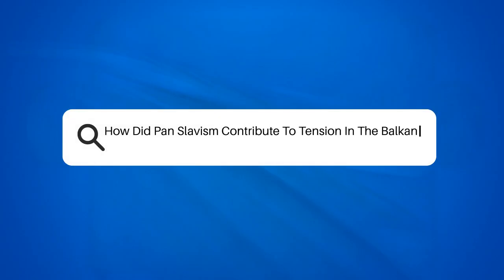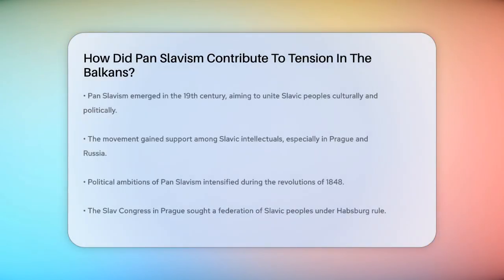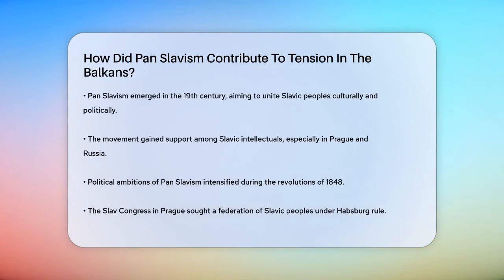How did Pan Slavism contribute to tension in the Balkans? If you're curious about how Pan Slavism played a role in the tense history of the Balkans, let's break it down step by step. Pan Slavism was a movement that emerged in the 19th century, aiming to unite all Slavic peoples under a common cultural and political umbrella.